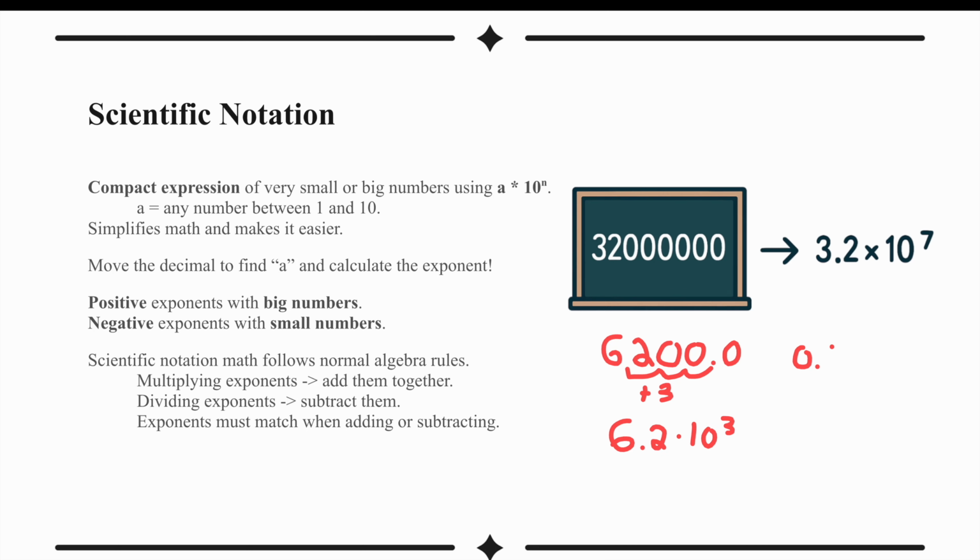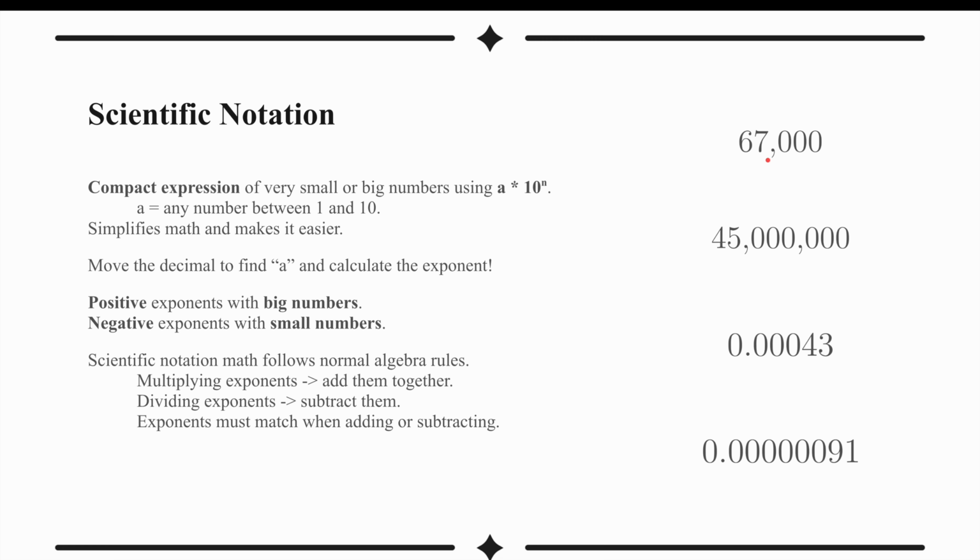If I have a number like 0.0062, I need to move the decimal over 1, 2, 3 places to the right. This will make it negative, and this will be written as 6.2 times 10 to the negative third. So we can see here, positive exponents are used with big numbers like 6,000, and negative exponents are used with small numbers. Let's see some more examples now.